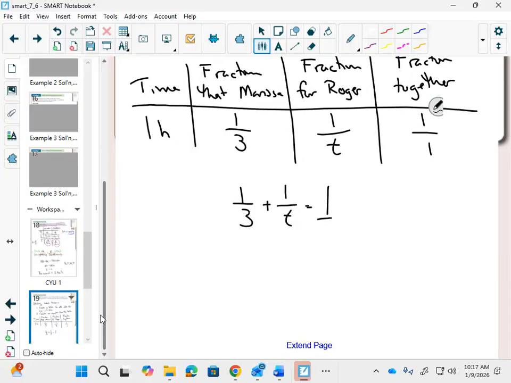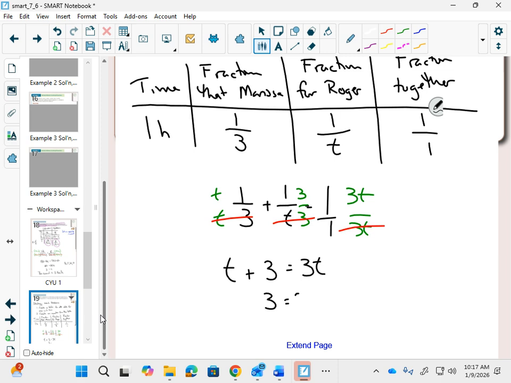How do we solve a rational equation? We need a common denominator. This one's missing t and t. This one 3 and 3, and this one 3t and 3t. And we get t plus 3 equals 3t. Not hard to solve here. Combine your like terms.